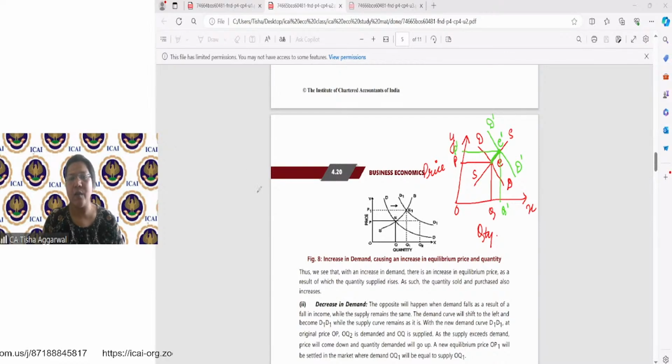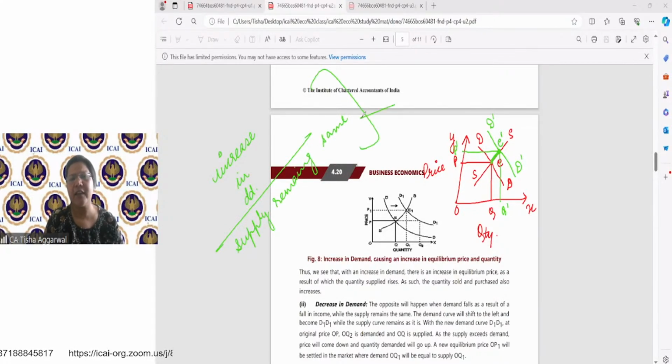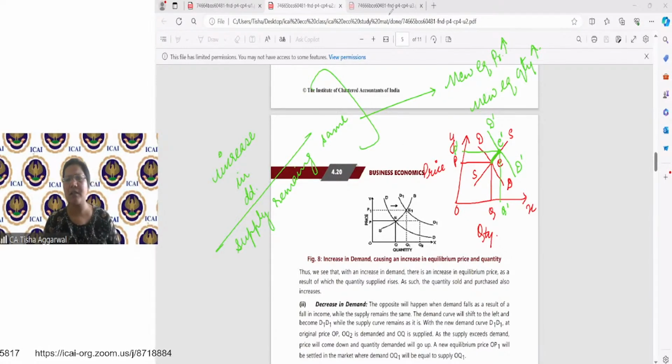Look at this. When there is an increase in demand, supply remaining same, the effect on equilibrium price: the new equilibrium price increases, the new equilibrium quantity increases. Okay? Clear up till here? Yes or no, please? Put it in the chat box.